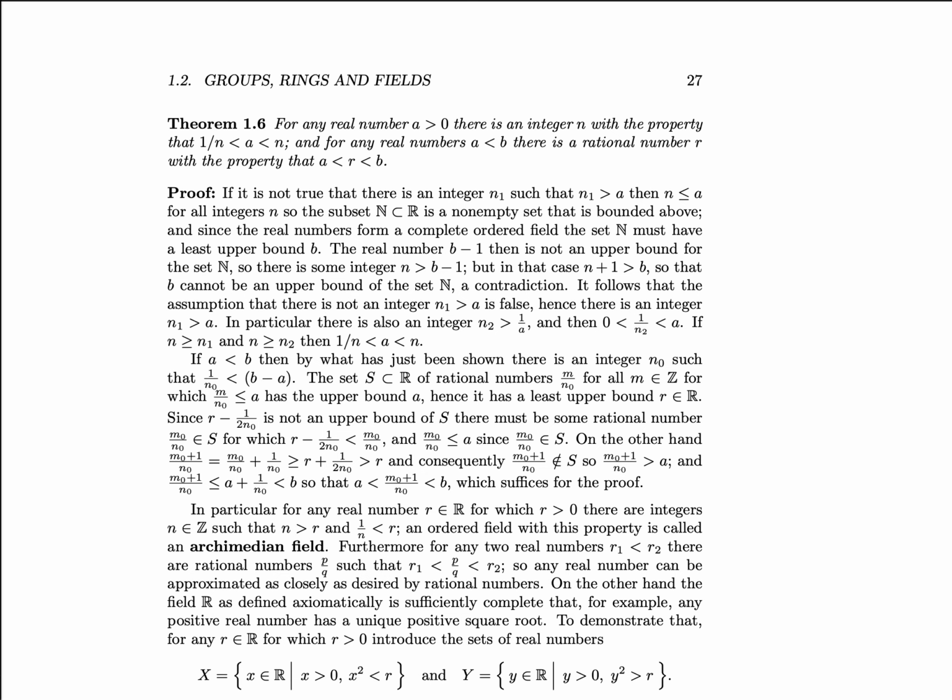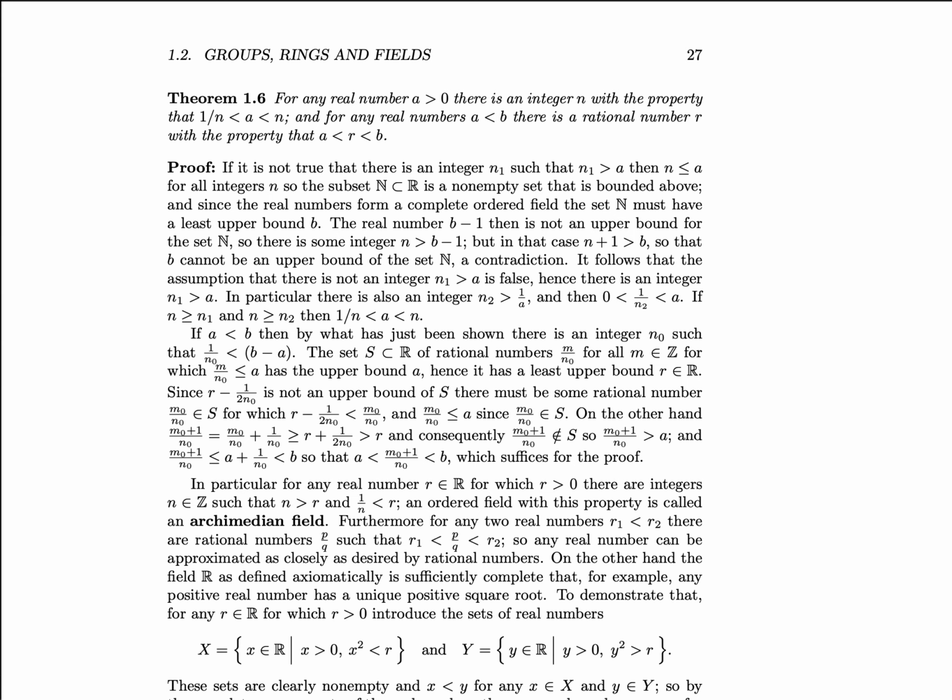Now that we've fully constructed the real numbers, we will note some properties of the real numbers, as exemplified here in Theorem 1.6. That is, for any real number a that is greater than 0, there's an integer n with the property that 1 over n is less than a is less than n. For any real numbers a less than b, there's a rational number r with the property that r is between a and b.